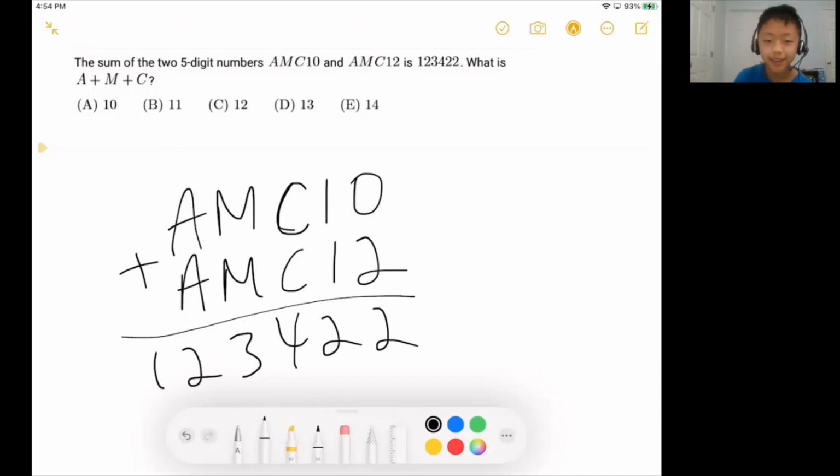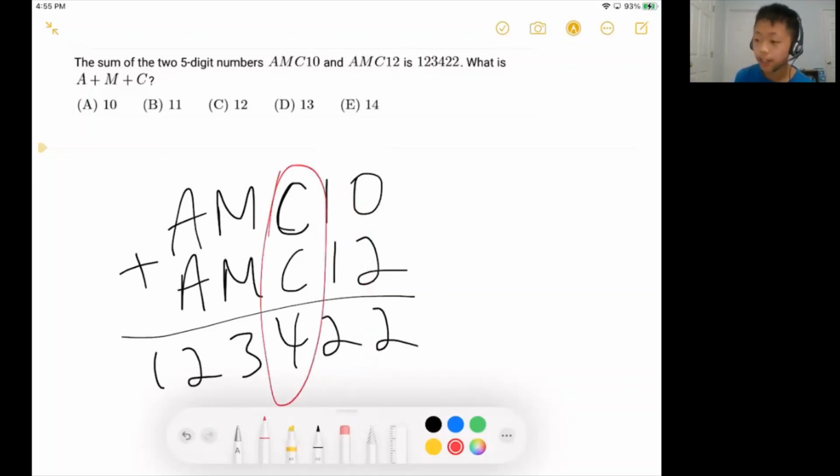To do this, you just do it directly. You first start at the right column and do normal addition. 0 plus 2 is 2. That doesn't really give you any information, so we can move on to the next column. 1 plus 1 and 1 gives 2. Again, that's not very interesting, so let's move on to the next column.